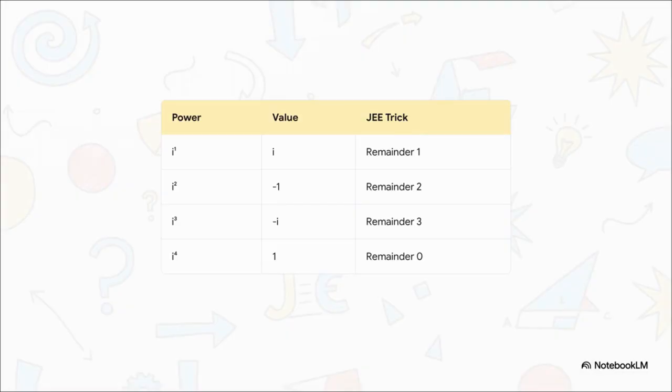Okay, ready for our first hacker trick for the exam? The powers of iota actually repeat in a perfect continuous 4-step cycle: i, -1, -i, and 1. Why does this matter? Because if you need to find some massive power, like say, i to the power of 25, you absolutely don't need to panic. All you do is divide the exponent by 4 and just look at the remainder. A remainder of 1 gives you i, 2 gives you -1, and so on. It is a literal instant shortcut.